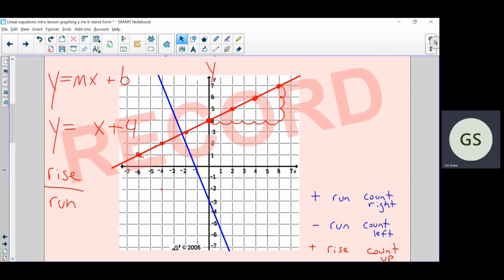I told you, though, I like picking the two that are the farthest apart. So I'm going to pick the two that are farthest apart, way over here, way over here. Again, they're going through the corners of squares, and they're on the line, so they meet those two criteria. That's all they have to meet. Now I just see how I get from this point to that point using rise and run.